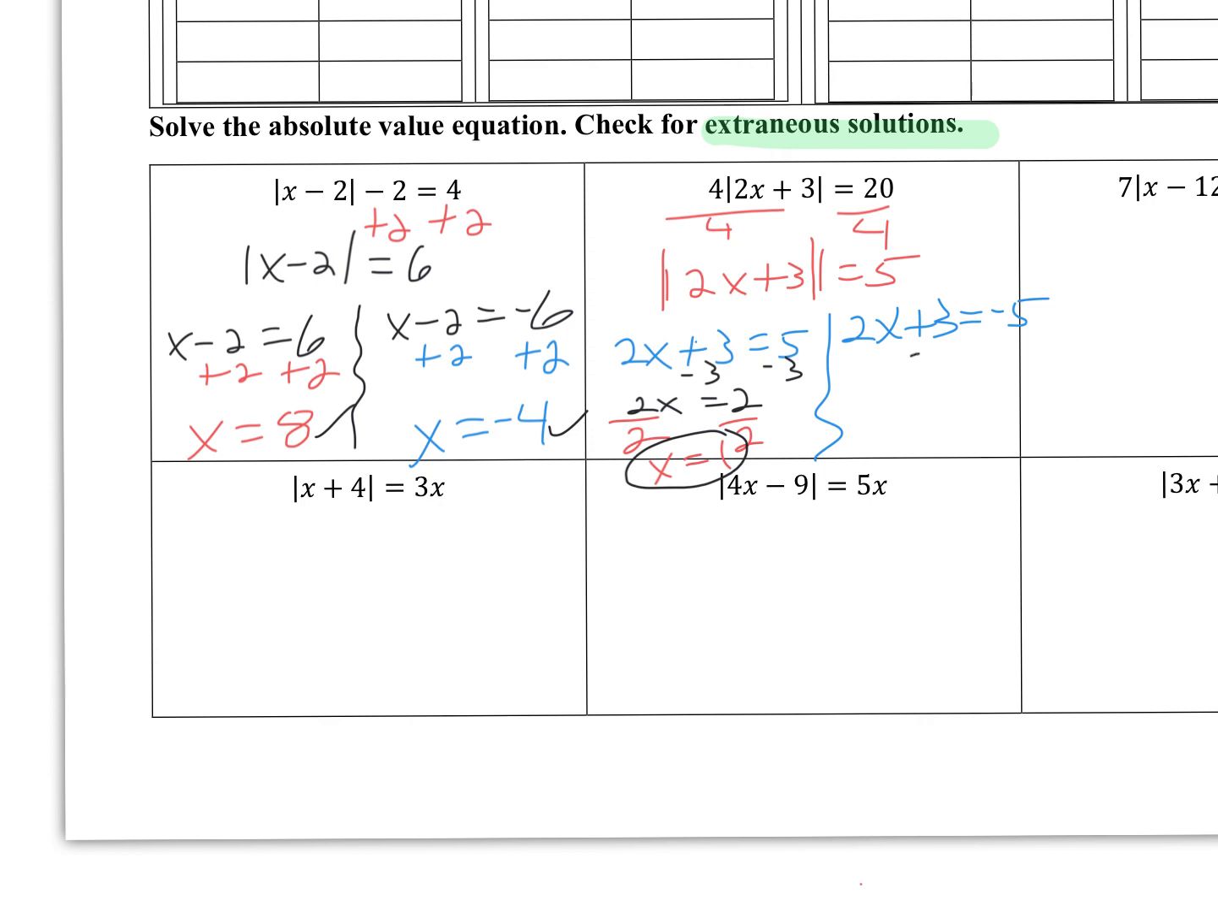And then over here, when we subtract 3 from both sides, we get 2x equals negative 8, and then we're going to divide by 2, and x equals negative 4, okay? And that should check out as well. We could check our answers. You plug in a 1 here. 2 times 1 is 2, and 2 plus 3 is 5, and 4 times 5 is 20. When we plug in the negative 4, 2 times negative 4 is negative 8, and negative 8 plus 3 is negative 5, but the absolute value of negative 5 is 5, and 5 times 4 is 20, okay?